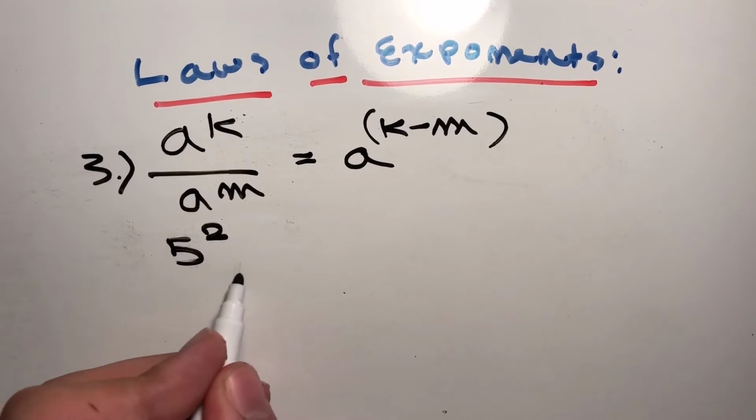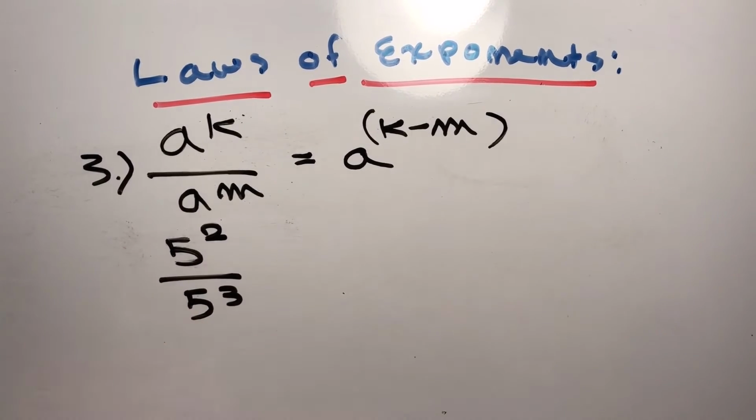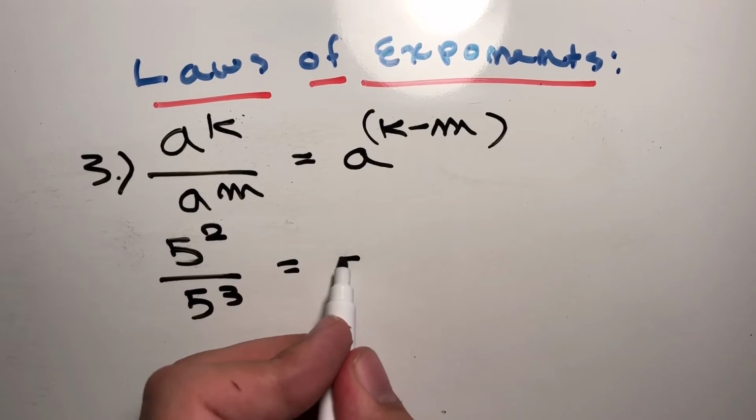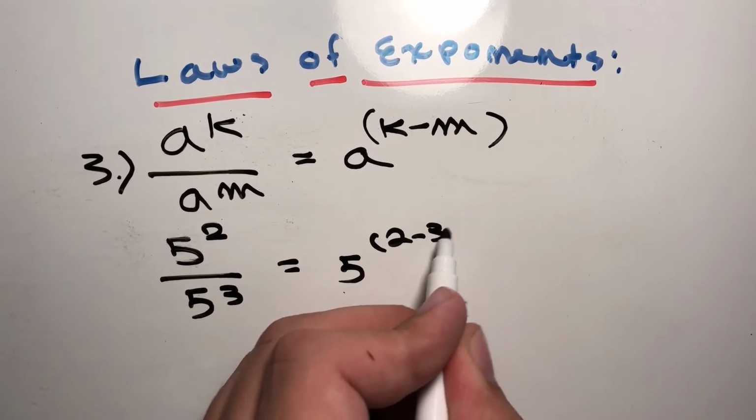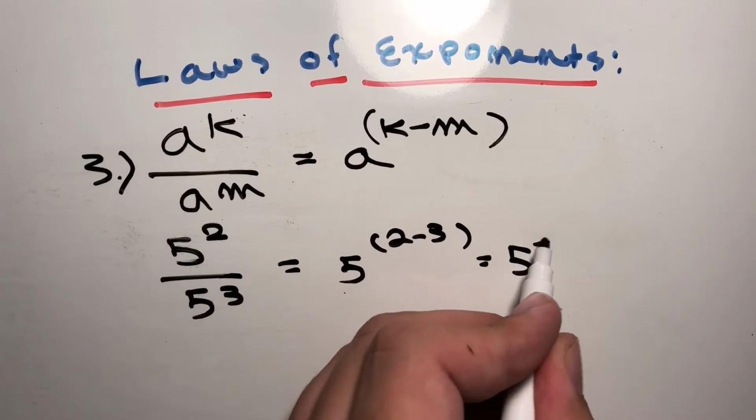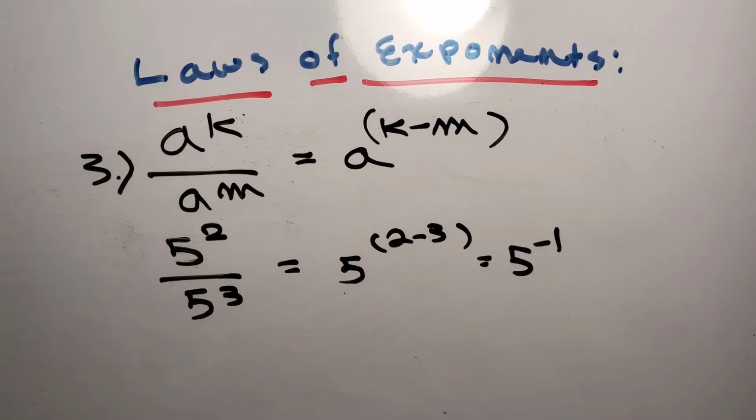We could have 5 to the 2nd divided by 5 to the 3rd, right? And using that third law here, this would be 5 to the 2 minus 3, which is 5 to the negative 1. And you might be thinking, whoa, that's kind of crazy, right? 5 to a negative power, right? So that's what I want to talk about now. Like, what is 5 to the negative power?